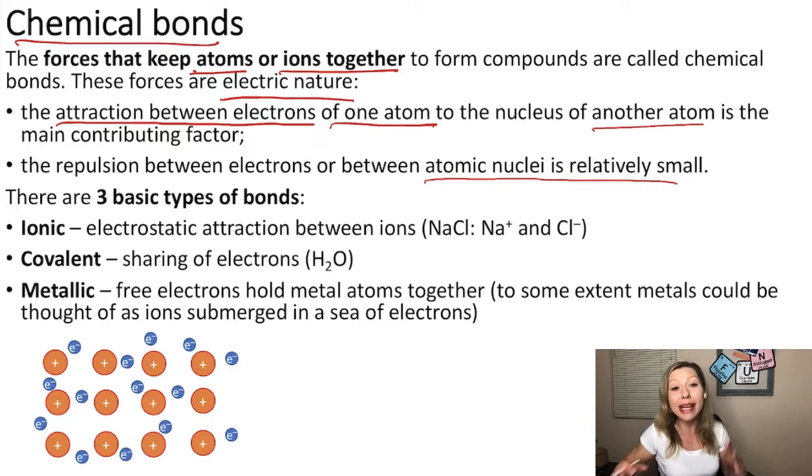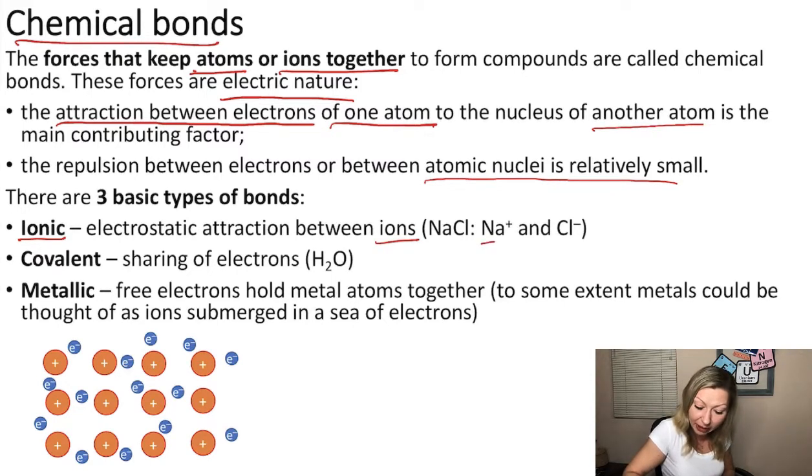There are three main types of bonds. Ionic, in which case we are going to have the electrostatic attraction between ions, just like in the case of sodium chloride, when we have an Na+ and a chloride Cl- ion. And we are going to have covalent bonds. This is when between the atoms you share the electrons. An example could be a water molecule. And metallic bonds, in which case we have free electrons that hold the metal atoms together.